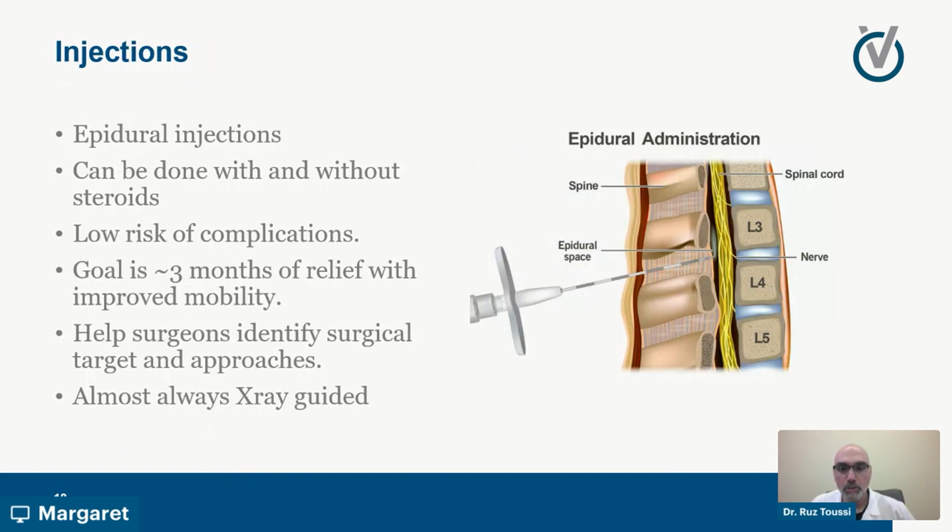One of the treatment options we do offer here are epidural injections in the back. These can be used for multiple causes of low back pain, including discogenic pain, lumbar radiculopathy, and for spinal stenosis.